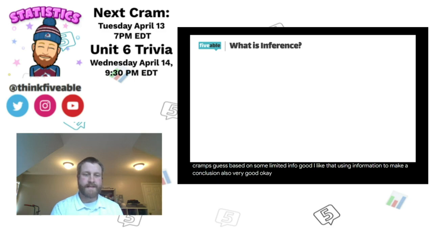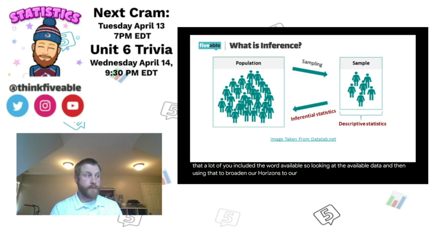Okay, Daniel says using available information to make an educated guess or approximation. All of those are really good, and I really like the fact that a lot of you included the word available. So looking at the available data and then using that to broaden our horizons to our population, which is exactly what inference is. Okay, so here's a nice little graphic that sort of explains that.